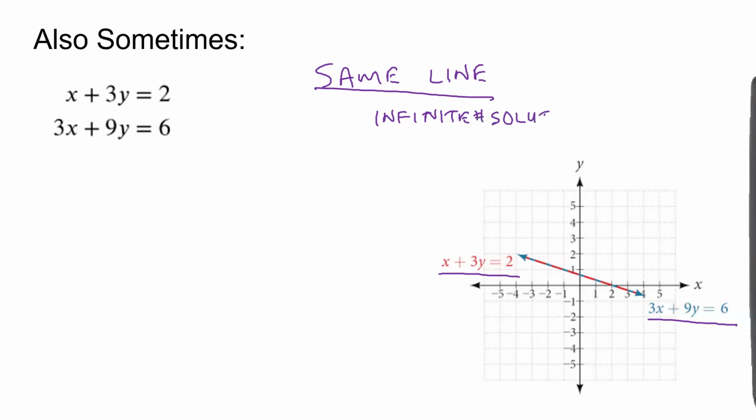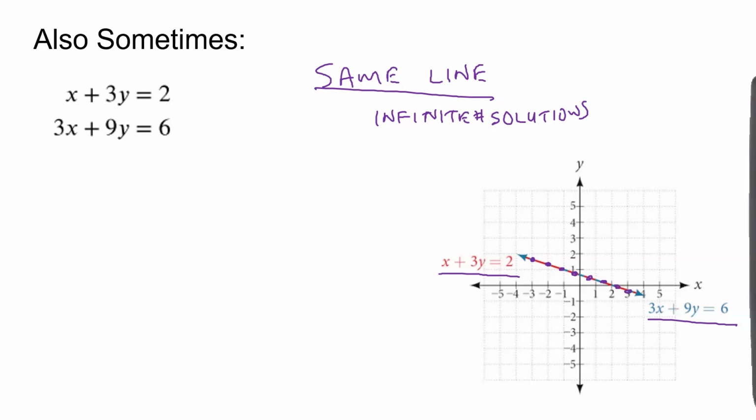And why? Well, because this one's a solution. This one lies on both lines, right? All of these points are on both lines, so they're all solutions, and you could trace that all the way out to the ends of the world.